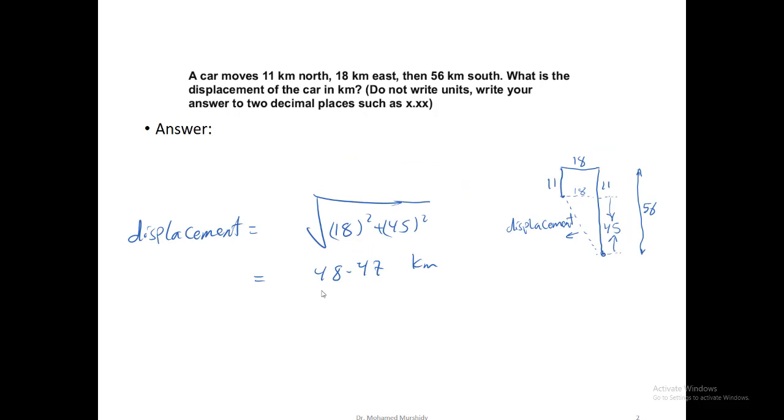It's so simple. Pythagoras. It states that the displacement, let us call it delta, will equal the root of this squared plus that squared. So it will be the root of 18 squared plus 45 squared, and then you can easily get the value. We should have the value now. It's something like that.